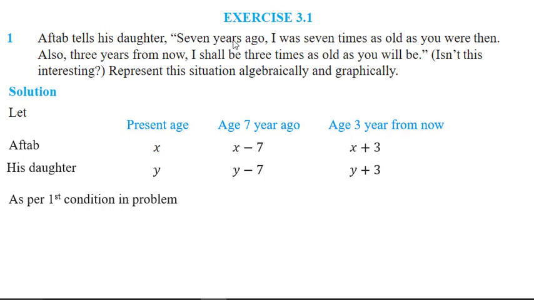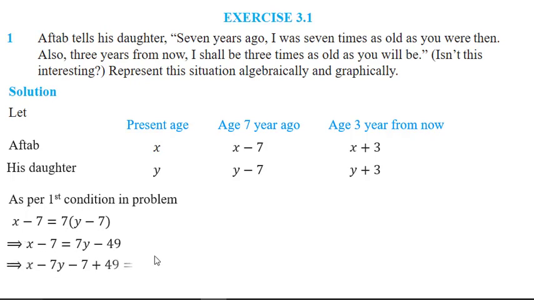If you see the first condition, Aftab tells his daughter 7 years ago I was, meaning Aftab. So 7 years ago the age of Aftab is x minus 7. So I was 7 times as old as you were then. So I will say that x minus 7, which is age of Aftab 7 years ago, is equal to 7 into y minus 7, which is age of his daughter 7 years ago. Now if I simplify, I will get x minus 7 equal to 7y minus 49. This gives me x minus 7y plus 42 equal to 0.